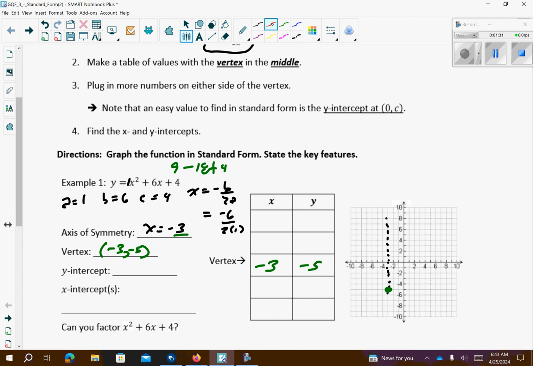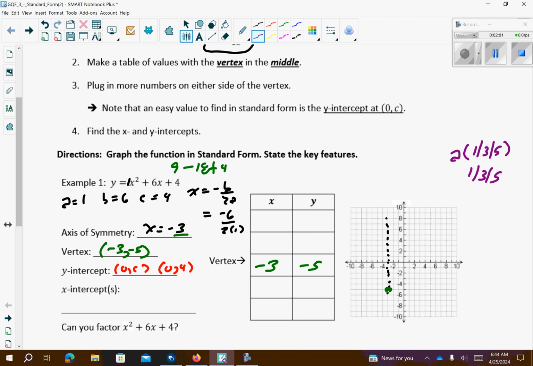The y-intercept is always going to be 0, comma c when our equation is not factored. So our c value is 4, so 0, comma 4. We're not even going to put that on there. We're not going to worry about the x-intercepts. So let's think about the pattern graph I was talking about. We're going to use the equation a times 1, 3, 5. Whatever our a value is, we'll multiply by each of these. Our a value in this case happens to be 1, so we're going to graph 1, 3, 5.